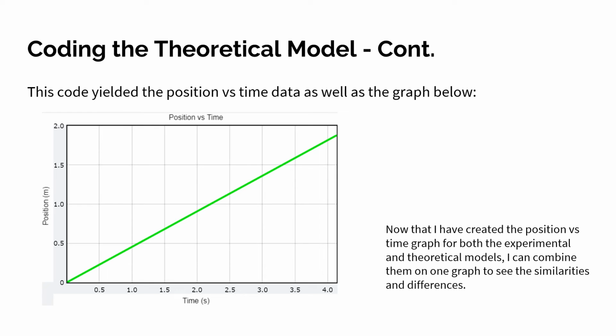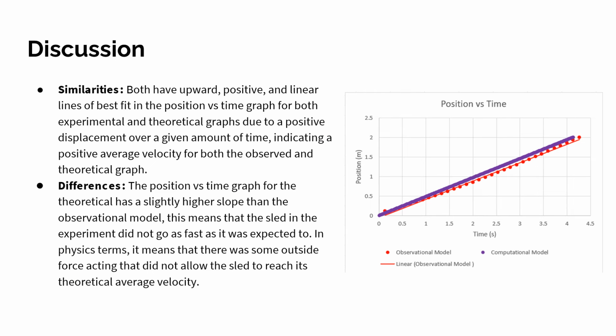Now that we have both the experimental and theoretical models, we can determine their similarities and differences. The similarities are that they both have upward, positive, and linear lines of best fit for their position versus time graph. And this indicates that they both have a positive displacement over a given amount of time, indicating a positive average velocity for both observed and theoretical.